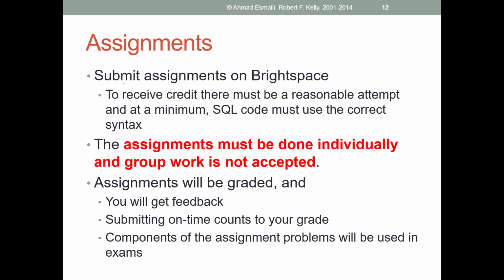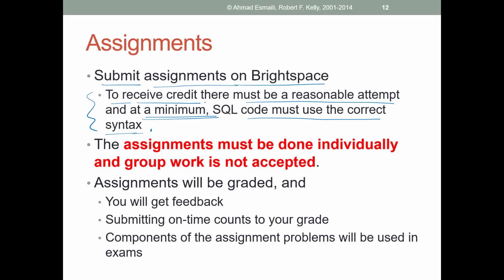So for assignment, you should submit the assignments on practice space. So we will have some partial credits. To receive the credit, you must make a reasonable effort. So you should try writing the SQL code if the homework is on SQL. Make sure that the syntax is correct. I would say that you should target 100%. But if you're not sure about the complete solution, then at least make some attempt. Okay, so that's what this bullet says.